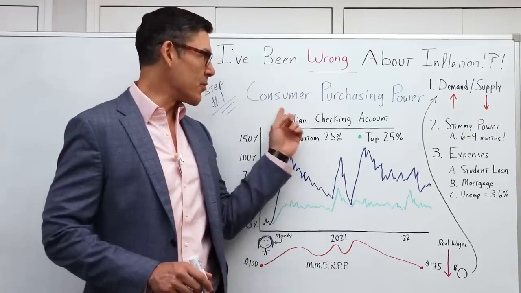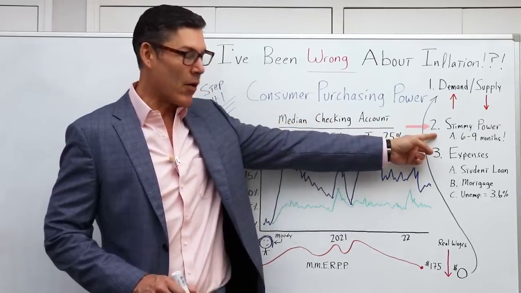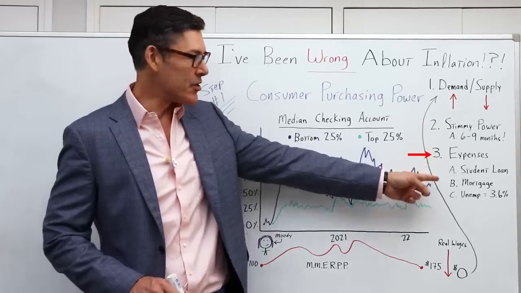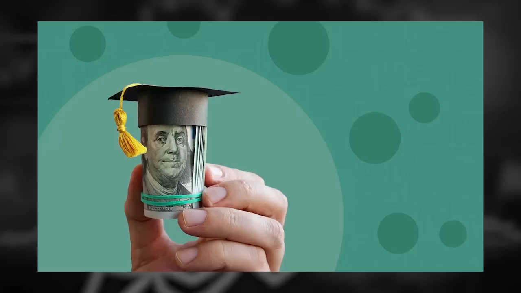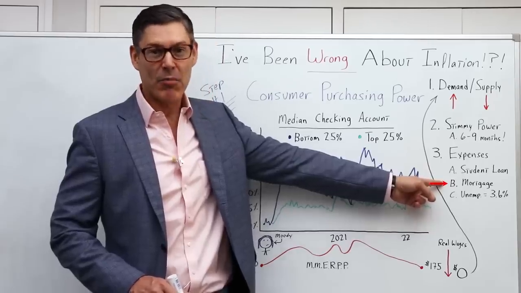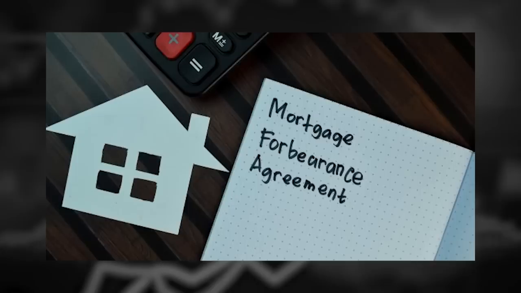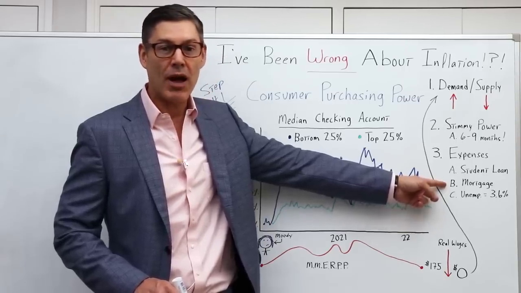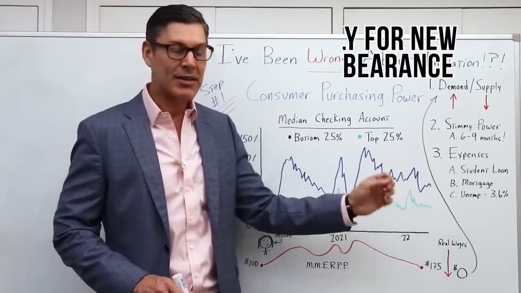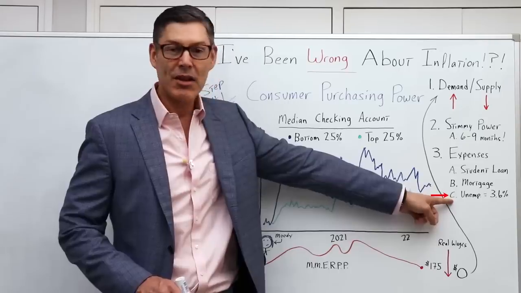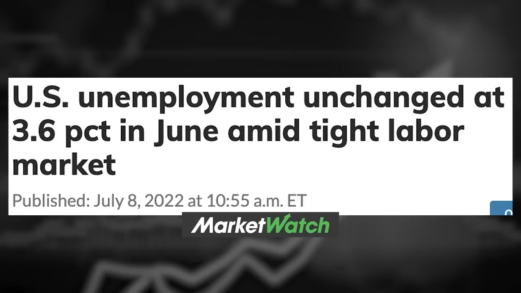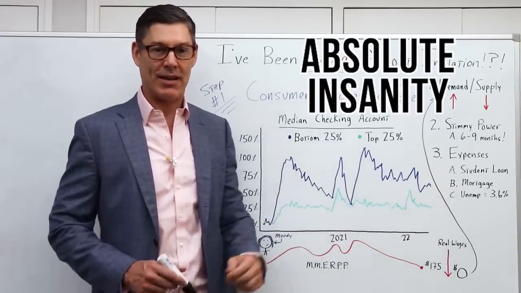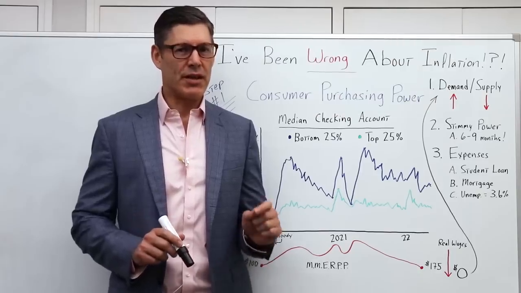So not only do consumers have a lot more purchasing power than I thought, they also have far fewer expenses. They're still not having to pay back their student loans, and they can still apply for mortgage forbearance. It's not that we still have a large amount of borrowers that aren't paying their mortgages. You still have the opportunity to apply for new forbearance. And let's keep in mind that the unemployment rate is at 3.6%. And we still have these programs in place. Absolute insanity. But let's think this through just a little bit further.